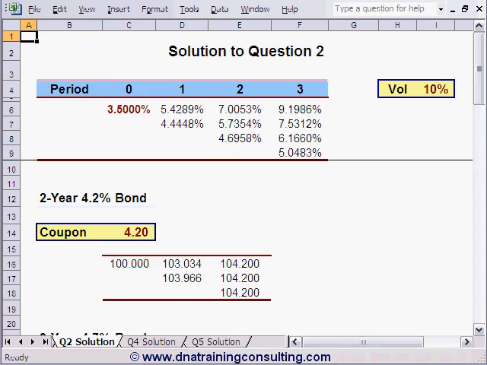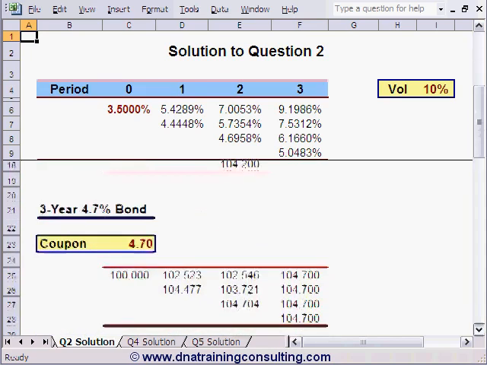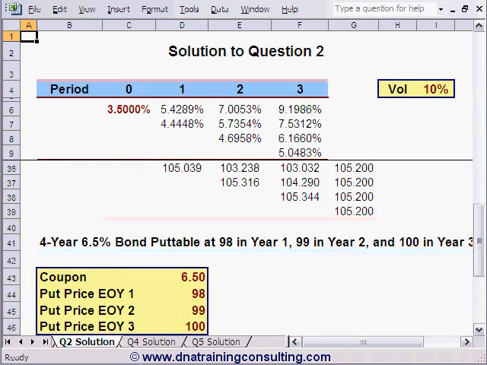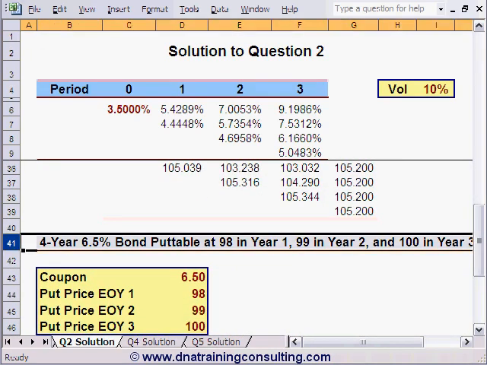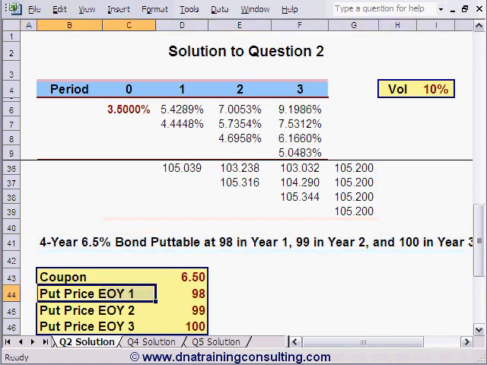Worksheet Q2 solution is modeled after our earlier worksheet for cancelable bonds. Note, however, this time the word puttable in the tree starting on row 41, and also the various strikes under the put option in cells D44, D45, and D46.